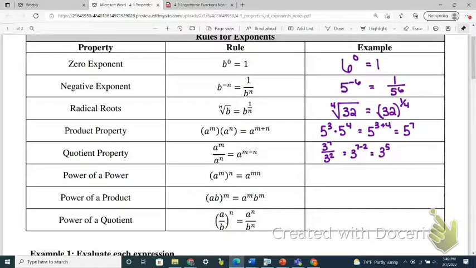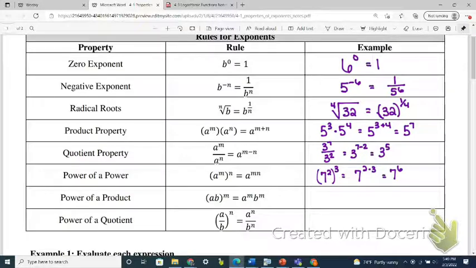The power of a power property, anytime I raise a power to another power, means I multiply. So 7 squared, all raised to the 3rd power. I keep the base of 7, and I'm going to do 2 times 3. So I get 7 to the 6th.